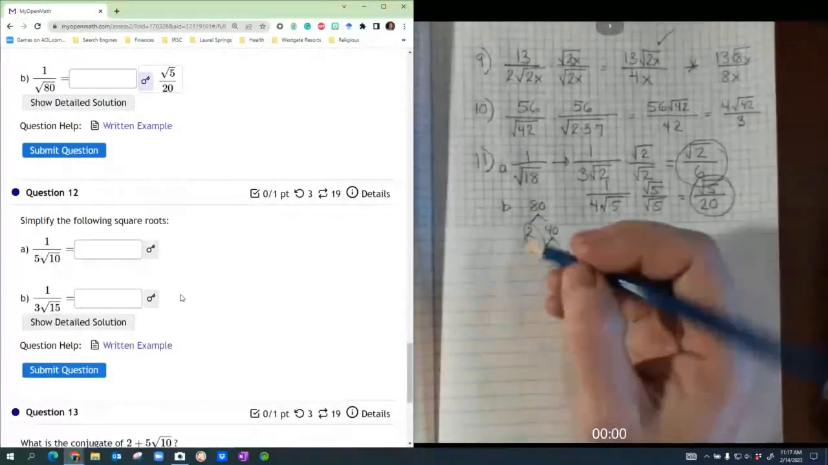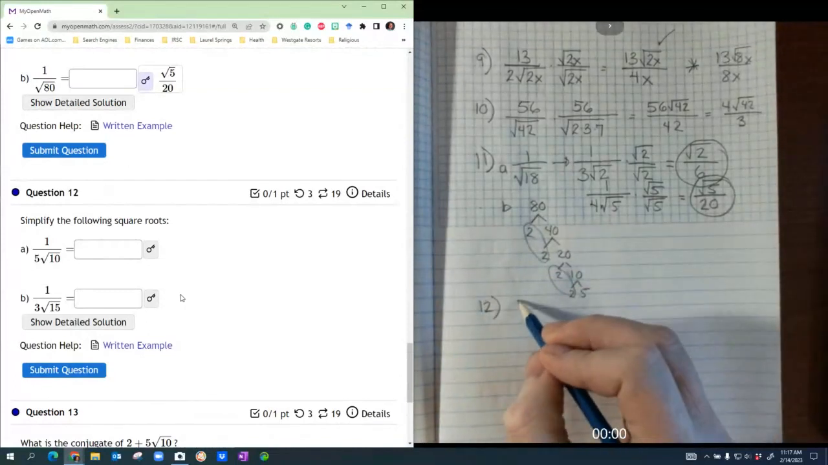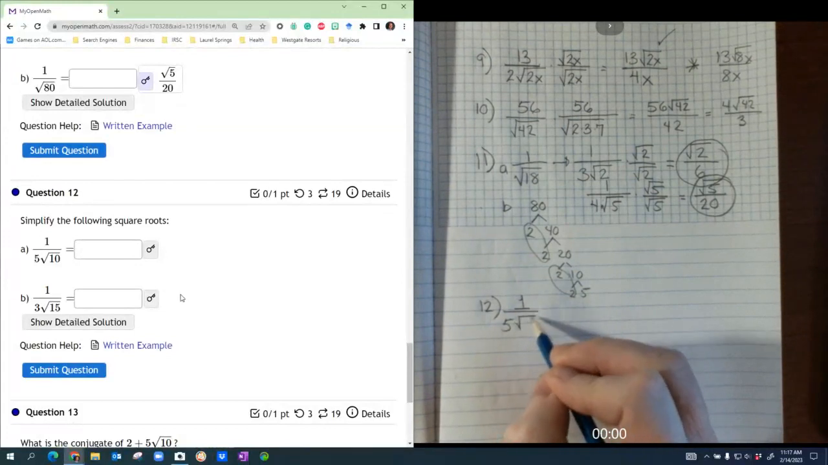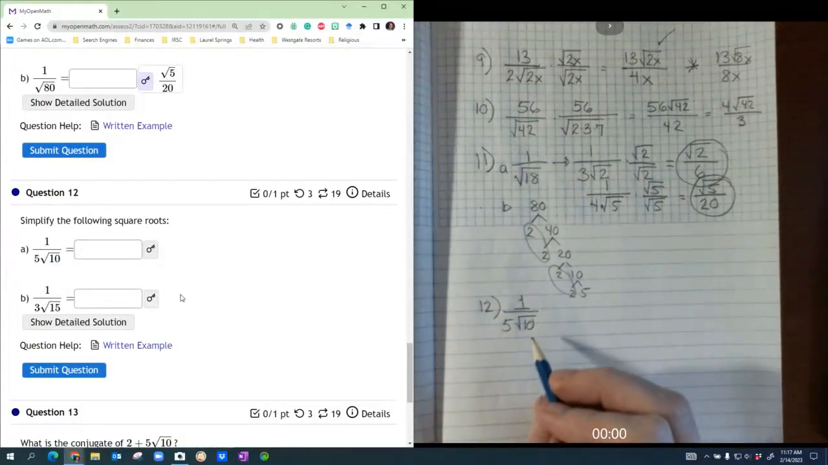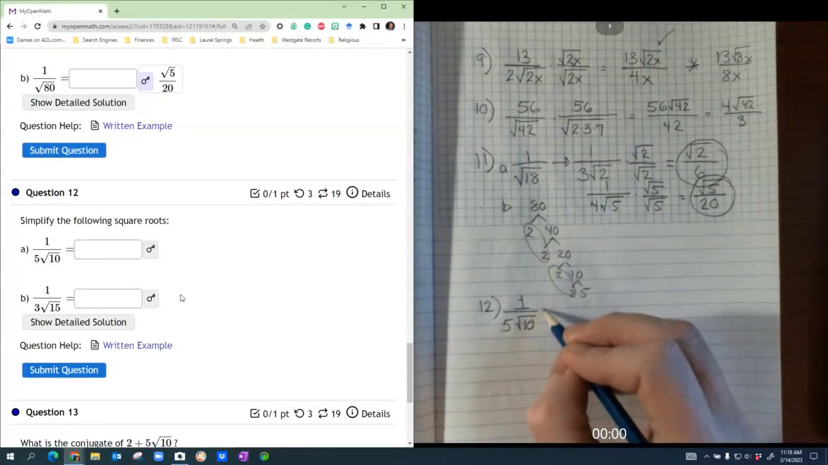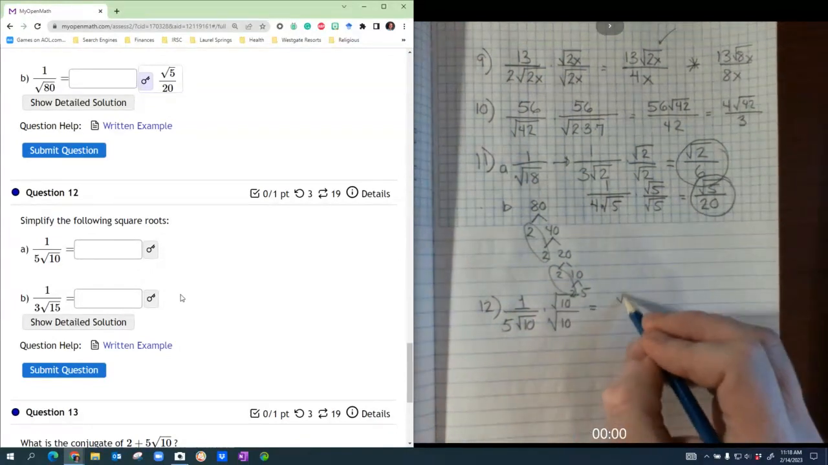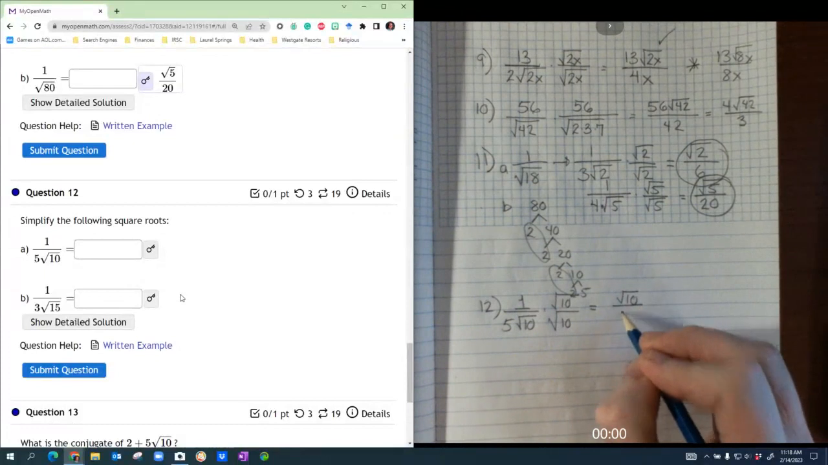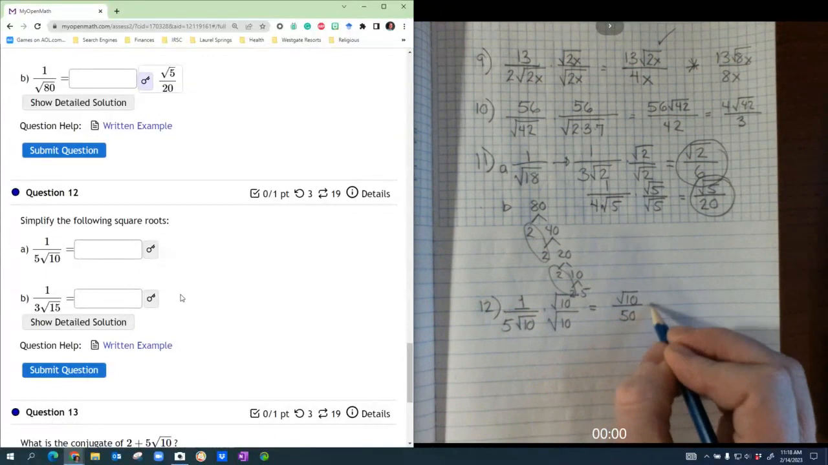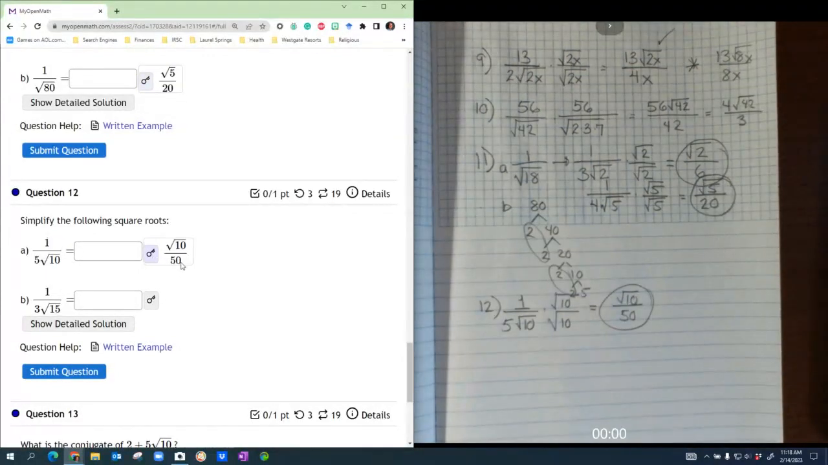All right, number 12. We have 1 over 5 radical 10. Radical 10 is 5 times 2. There's nothing really we can do with that. So what we do is multiply both top and bottom by radical 10. And then we're left with radical 10 over, and we're going to get 10 times 5 is 50. So that's the answer right there.